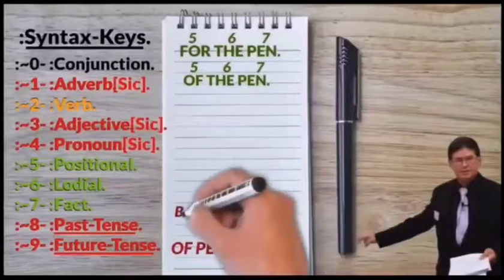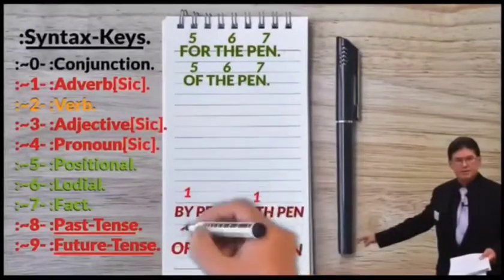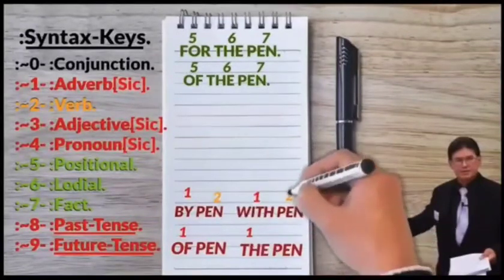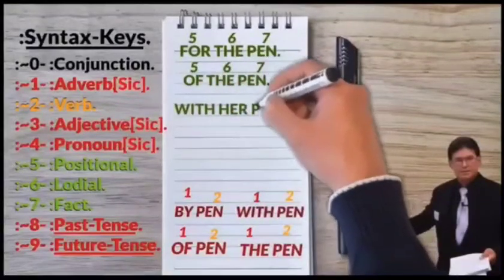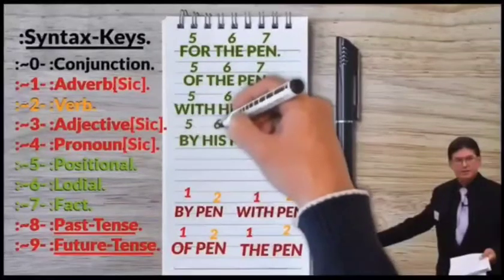So now you have an adverb of pen, or by pen, or with pen, or over pen, under pen, doesn't matter how you do it. If you separate all the prepositions and all the articles, this is going to become a verb. Now if you use a prepositional phrase, for this pen, for my pen, for your pen, for his pen, for her pen, with her pen, with his pen.